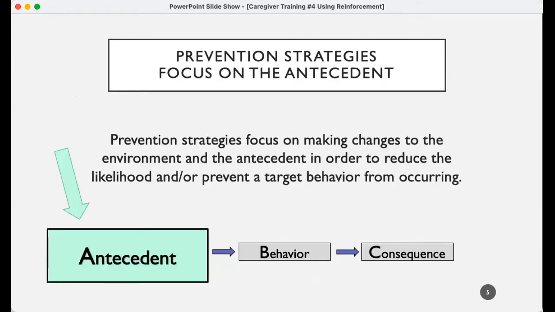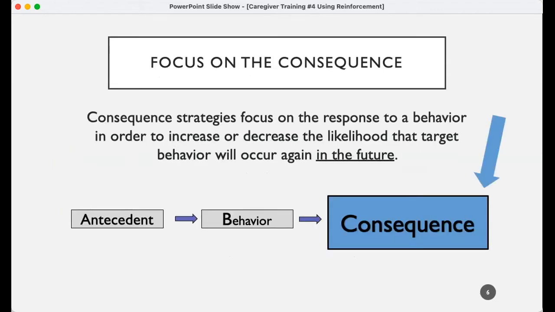In session 3, we spoke all about prevention strategies. Remember, prevention strategies focus on making changes to the antecedent in order to reduce the likelihood or prevent a target behavior from occurring. Today, we're going to focus on the consequence. Consequence strategies focus on the response to a behavior. The response to the behavior will either increase or decrease the likelihood that the target behavior will occur again in the future.